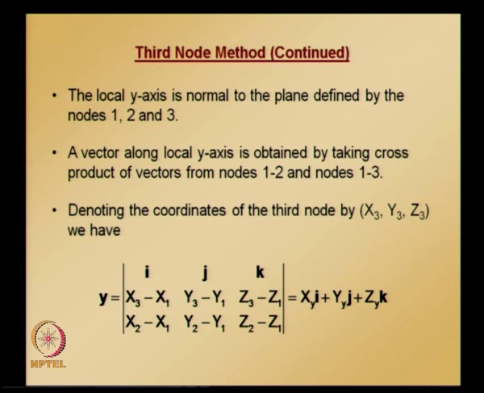So, if we denote the coordinates of the third node by capital X3, capital Y3, capital Z3, we can easily find the direction cosines of the vector connecting nodes 1 and 3. Once we know these, we can take the cross product of the vectors connecting nodes 1, 3 and 1, 2, then we are going to get the vector along the local y axis. This vector can be obtained by finding this cross product, and here it is compactly written in terms of xy, yy, zy, and these are defined like this.